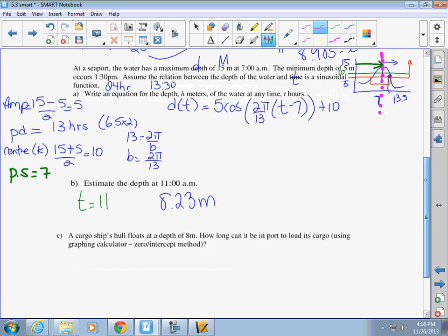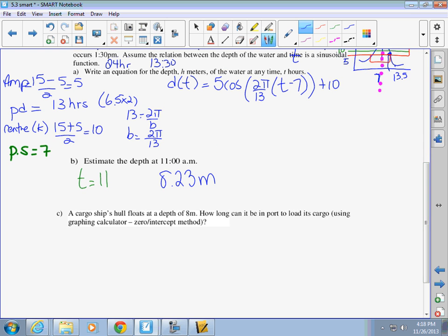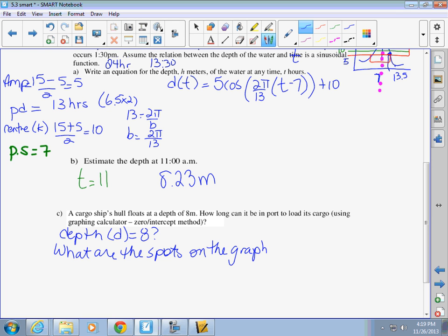So that's what we want to know. We want to know when is the depth, or the d, equal to 8. So what are the spots on the graph where depth is equal to 8.